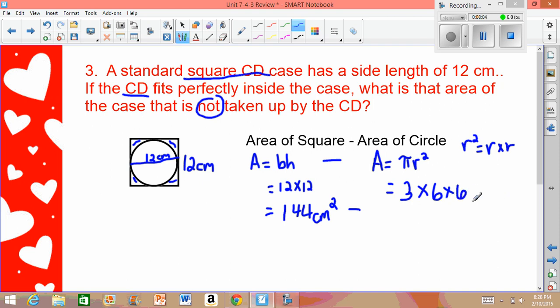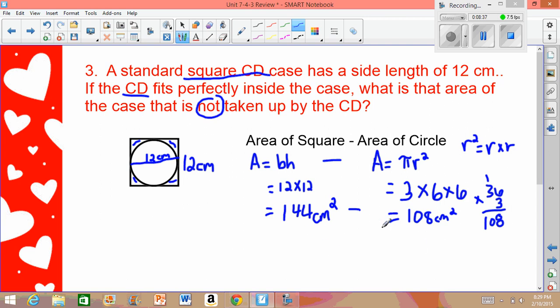So we have a little math to do. So 6 times 6 is 36, and I need to take 36 and multiply by 3. So that gives me 18 here. Carry my 1. 3 times 3 is 9, plus 1 is 10. So the approximate area of my circle is 108 centimeters squared, just by using pi as 3 instead of 3.14.